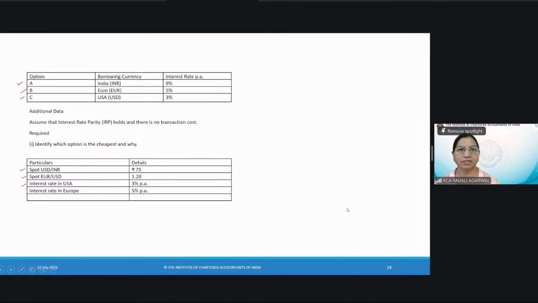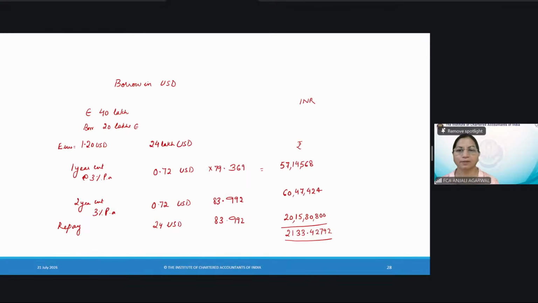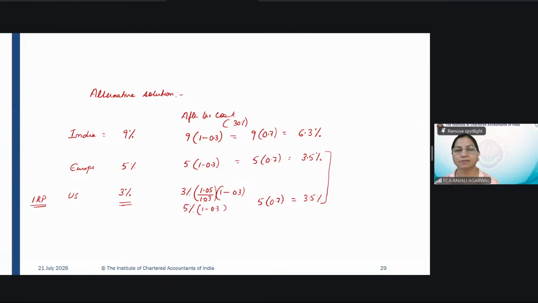So this was the question which was there in the last exam, and you have to compare which option is cheapest to borrow, whether you borrow from India or Euro or US. Okay. So we have taken the interest rate calculation on that basis. As per the interest rate parity, we found out that it is better to borrow in Europe or US. It would be cheaper. But if we compare overall by converting all the currencies into Indian currency, we find that borrowing in India will be the least costly thing.